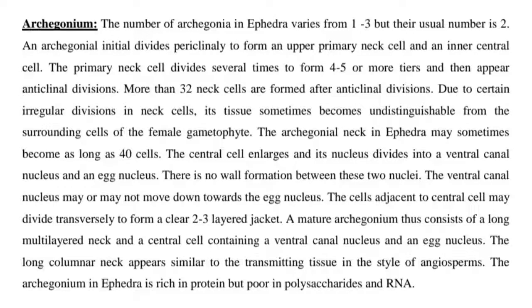The central cell enlarges and its nucleus divides into a ventral canal nucleus and an egg nucleus. There is no wall formation between these two nuclei. The ventral canal nucleus may or may not move down towards the egg nucleus. The cells adjacent to the central cell may divide transversely to form a clear 2 to 3 layered jacket. A mature archegonium thus consists of a long multilayered neck and a central cell containing a ventral canal nucleus and an egg nucleus. The long columnar neck appears similar to the transmitting tissue in the style of angiosperms. The archegonium in Ephedra is rich in protein but poor in polysaccharides and RNA.